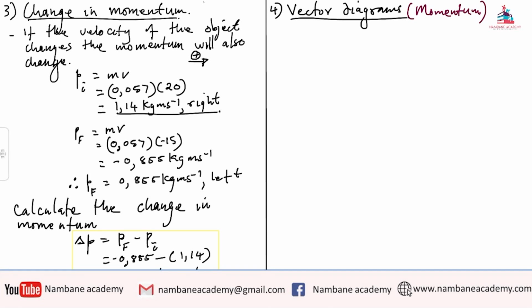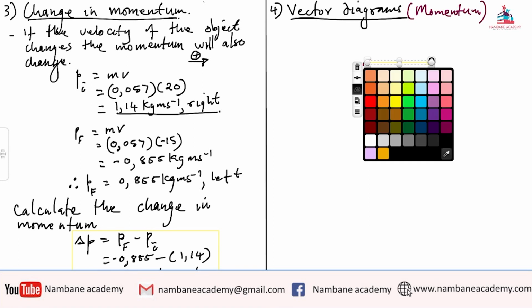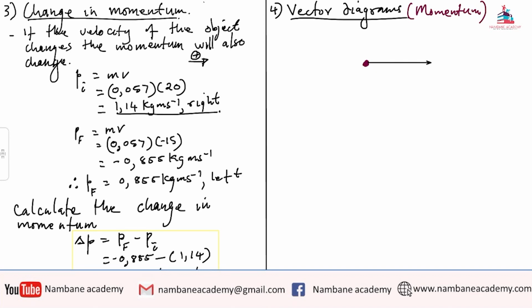Now let's draw this vector. It was moving to the right. Here is the object. It is moving to the right. Fine. And what can we say? It is easy. This thing is just a plus 1.14 kg meters per second.